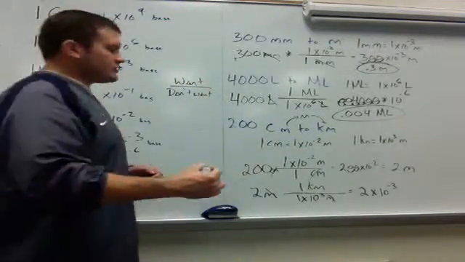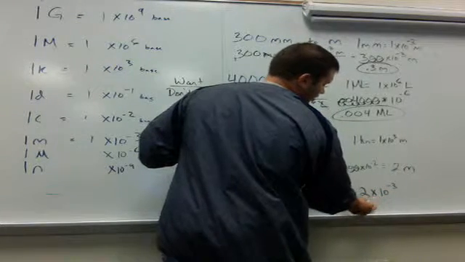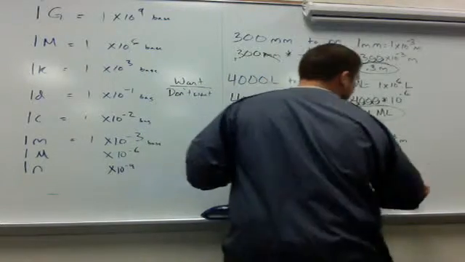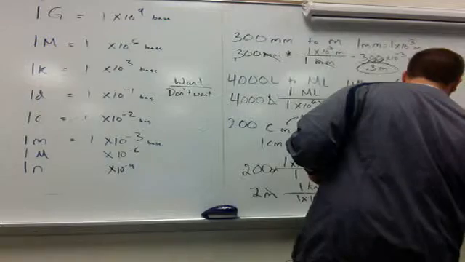So that means I've got to move my decimal 3 spaces to the left, because it makes my number smaller. 3 spaces, which gives me 2 zeros. So my answer is 0.002 kilometers.